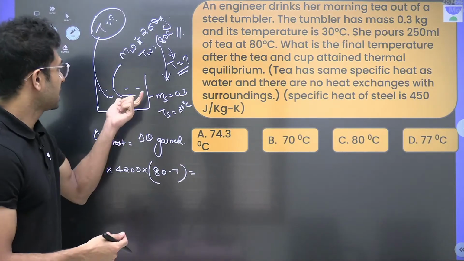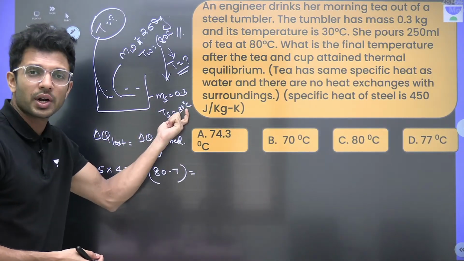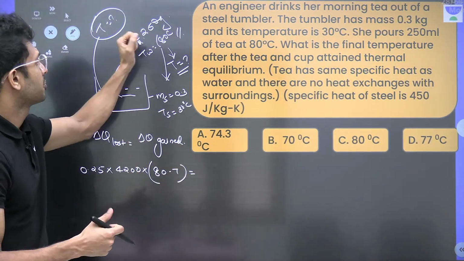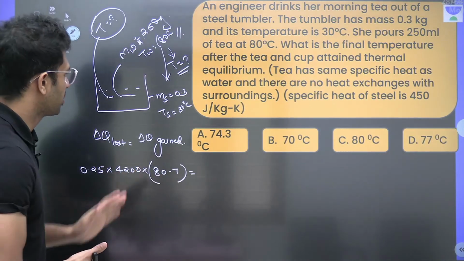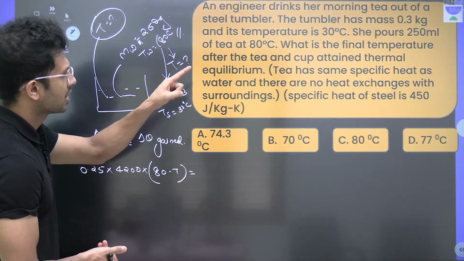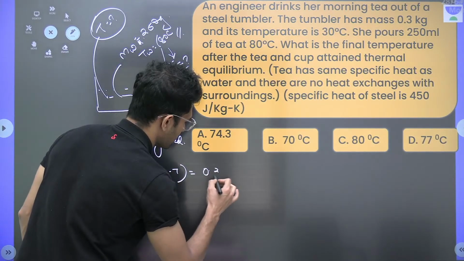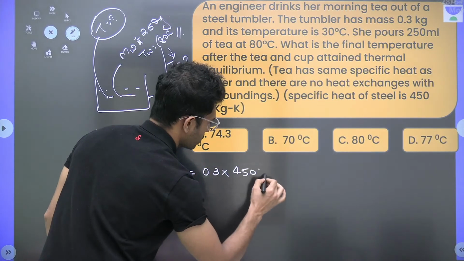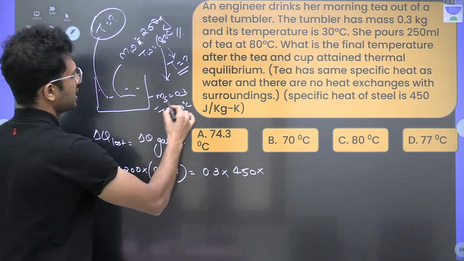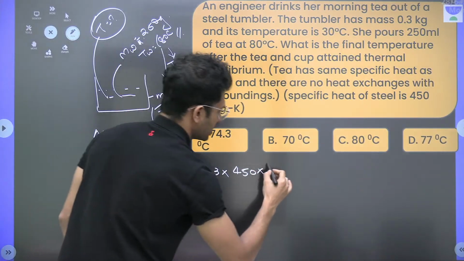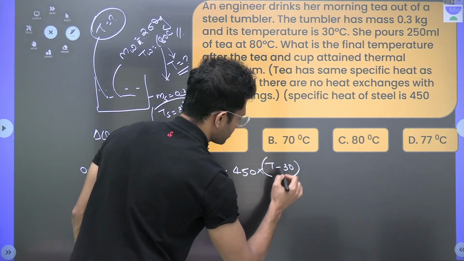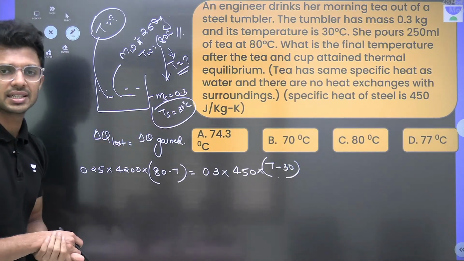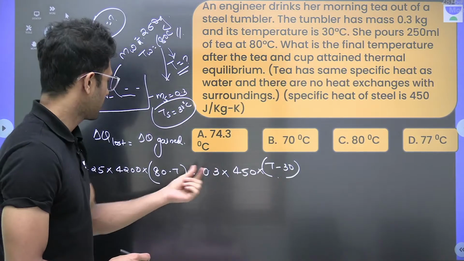Who is gaining? The steel tumbler, which was at a lower temperature of 30 degrees Celsius, starts gaining heat energy. So the amount of heat energy gained is equal to M, the mass of the steel tumbler, 0.3, into the specific heat of steel, 450, into the change in temperature. Initially it was at 30, now it becomes T. So this is T minus 30. Change in temperature of what? Of the steel tumbler. Okay, what is the only unknown?